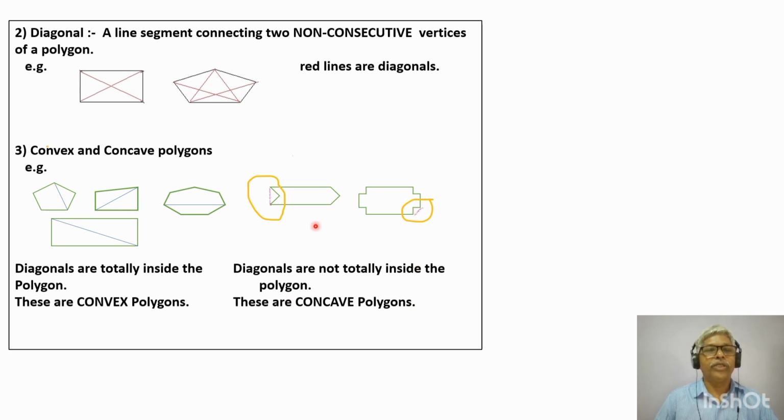Now see here, this is the diagonal, this is the diagonal, a whole diagonal falls outside the main figure, or even a part of it falls outside. If you join this and this, a part of the diagonal will fall outside the figure. So that is also not convex, it is concave. So this is the difference between convex and concave. We will be studying only convex, and this is just to understand the difference.